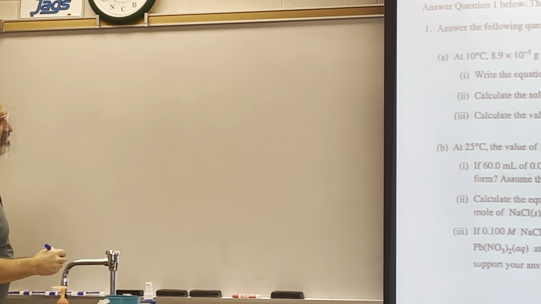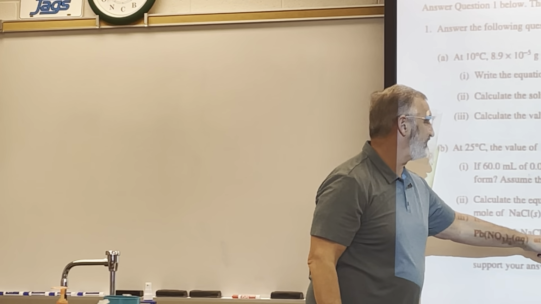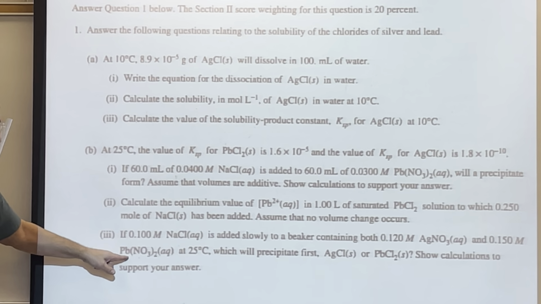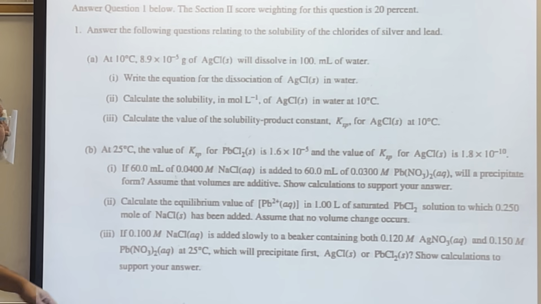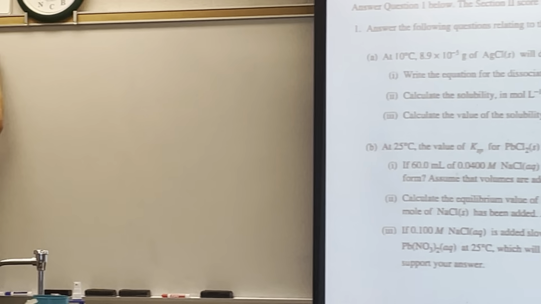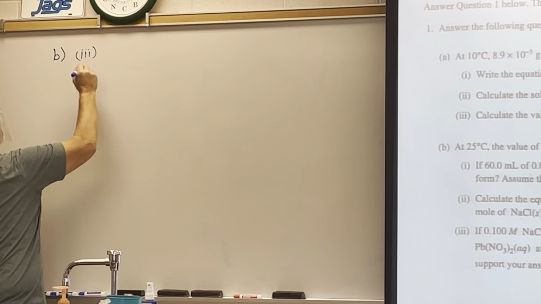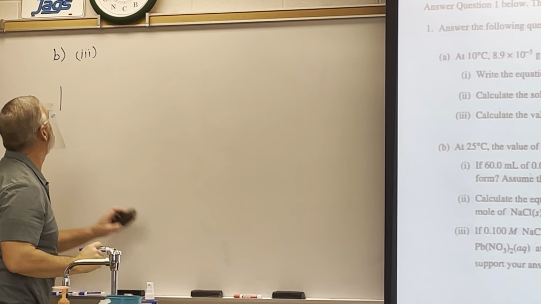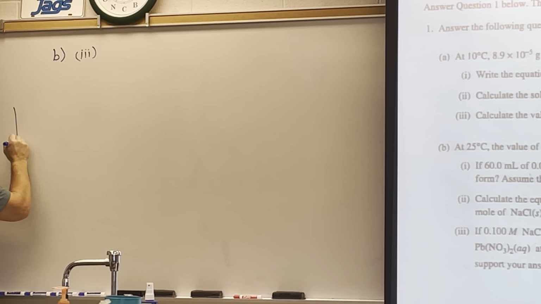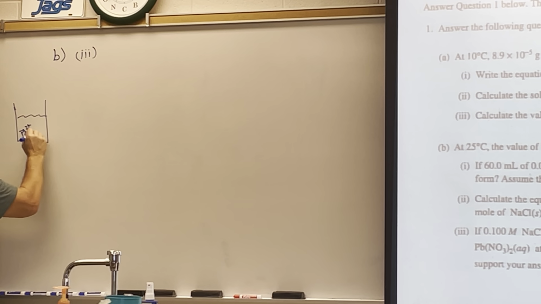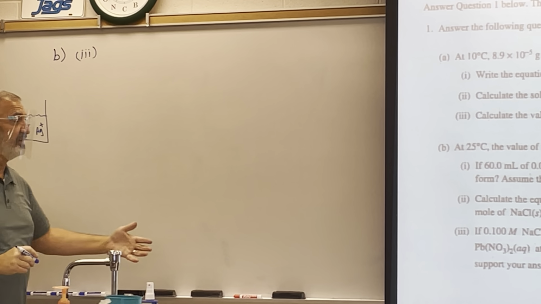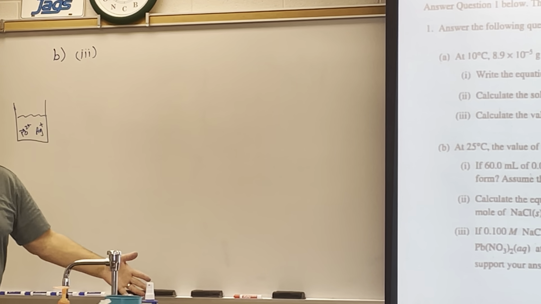Okay, now, this time NaCl is slowly added to a beaker containing both silver nitrate and lead nitrate. So now I'm going to have the possibility of lead chloride forming and silver chloride forming. So in my solution, I have lead floating around, and I have silver ions floating around. Now, I also have nitrate ions floating around that are spectators, aren't going to do anything.